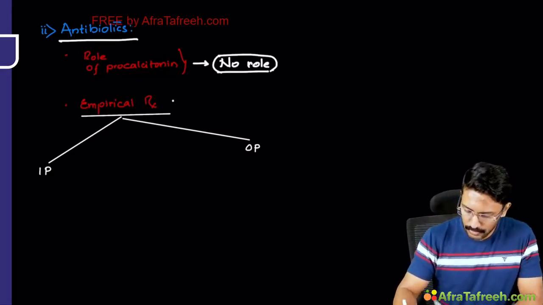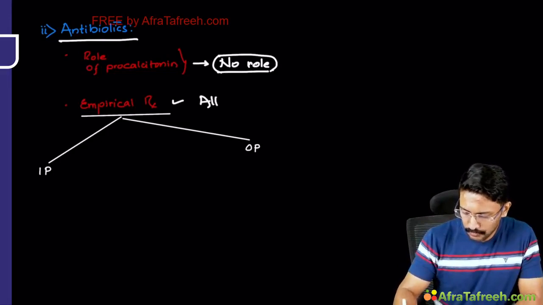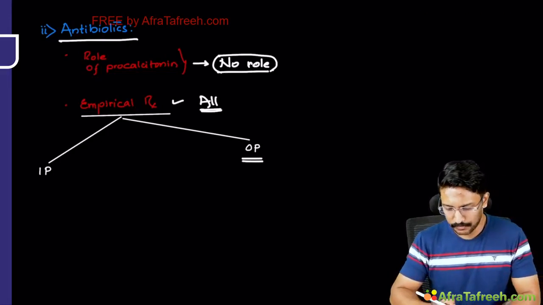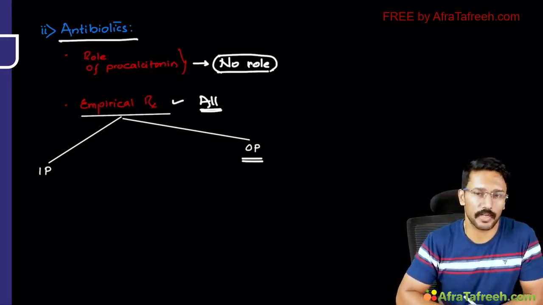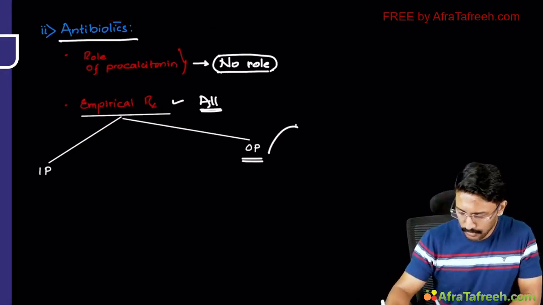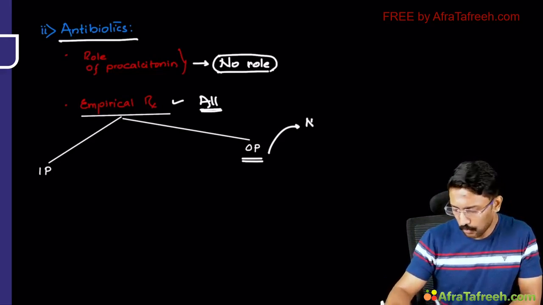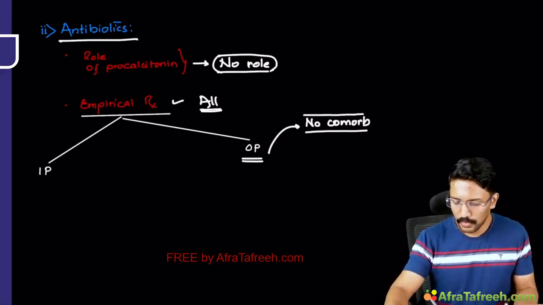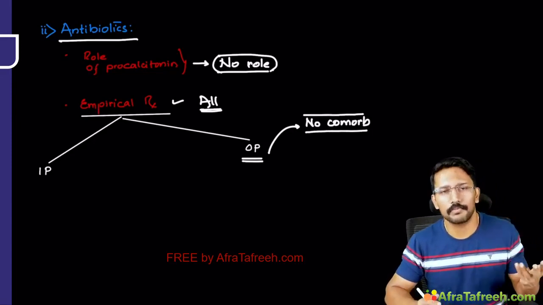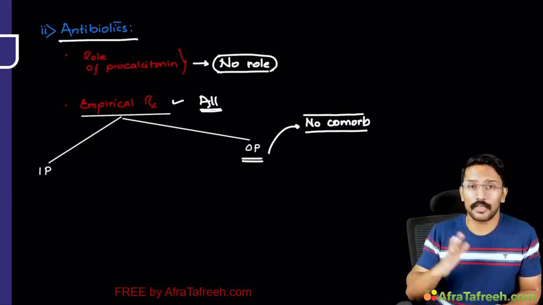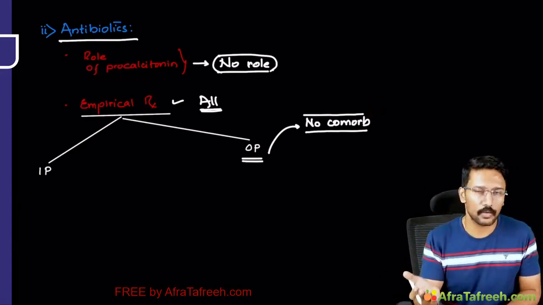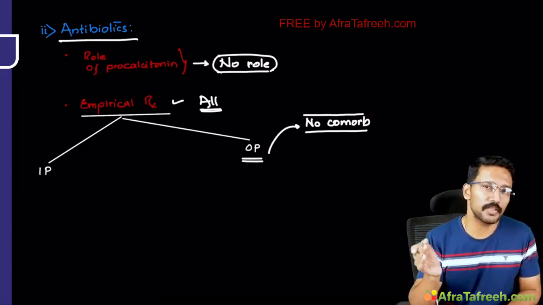Okay. Now, empirical treatment is indicated for all patients, whether you're treating them as an outpatient or inpatient. If you're treating them as an outpatient, based on the CURB or Pneumonia Severity Index, the first point is if there are no comorbidities present. See, comorbidities like diabetes do increase the risk of having significant infection, and the mortality is slightly on the higher side, and the organisms may be drug resistant. So we have to be a little cautious about prescribing antibiotics to patients with comorbidities.